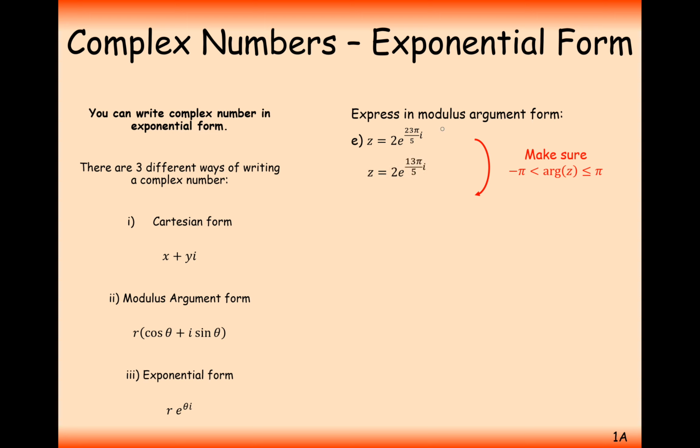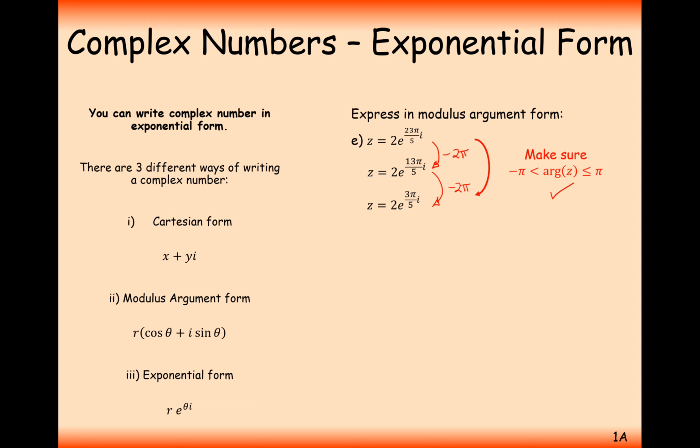So from this line to the next line, I'm going to be taking away 2 pi. And then from this line to the next line, I'm also going to be taking away 2 pi from the argument. You can see I've gone from 23 pi by 5 to 13 pi by 5, and from 13 pi by 5 to 3 pi by 5. And now this satisfies the inequality where the argument is in between -pi and pi.